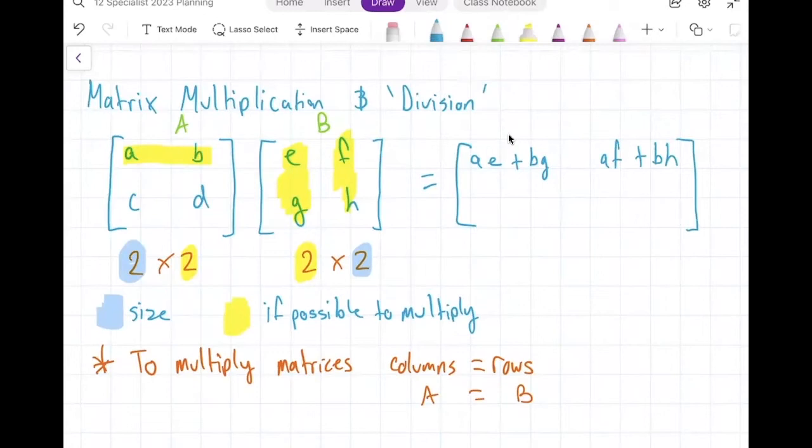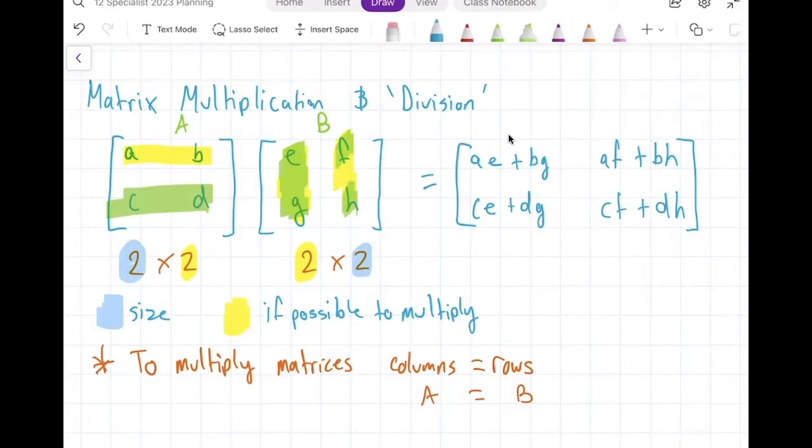Once I've done my first row by my two columns, now I'm going to do my second row by my two columns. So now CD is going to be multiplied by EG. So that's going to become CE plus DG. And then if I do it the second time around, CD times F and H is going to become CF plus DH. So if I'm multiplying any matrices, my columns must equal my rows.